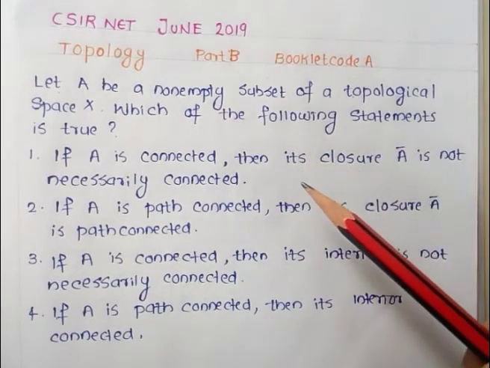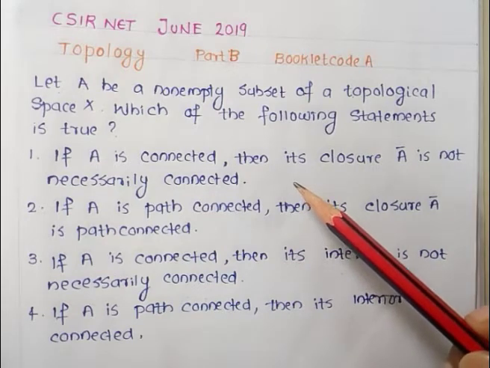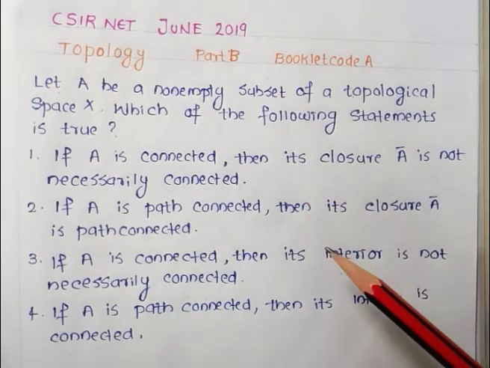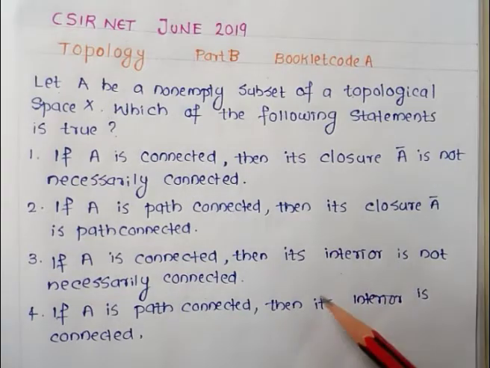Option number 1: If A is connected, then its closure, A closure, is not necessarily connected. Option number 2: If A is path connected, then its closure, A closure, is path connected. Option number 3: If A is connected, then its interior is not necessarily connected. Option number 4: If A is path connected, then its interior is connected.